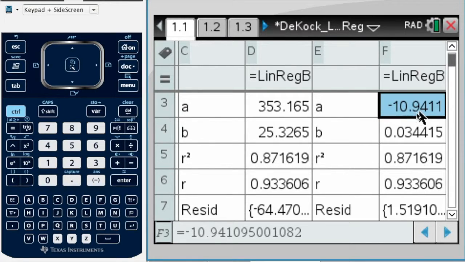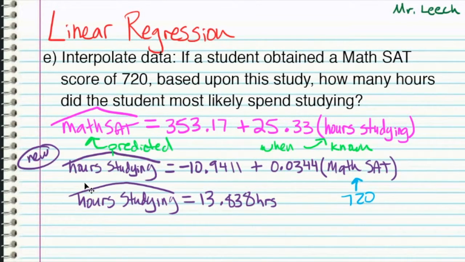So we have our new equation, negative 10.94 plus 0.0344x. So here's my new equation. Our studying hat equals negative 10.9411 plus 0.0344 times the Math SAT. Well, from our question, our Math SAT score is 720, so plug that in, and we end up with 13.838 hours.